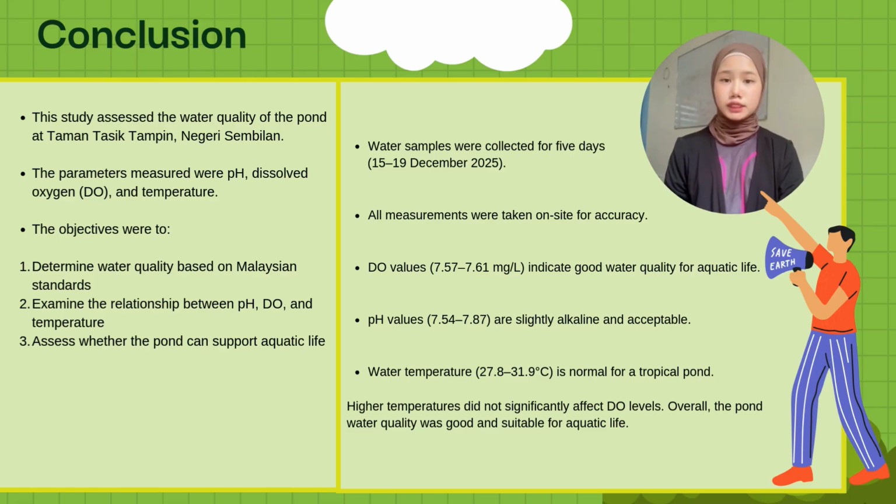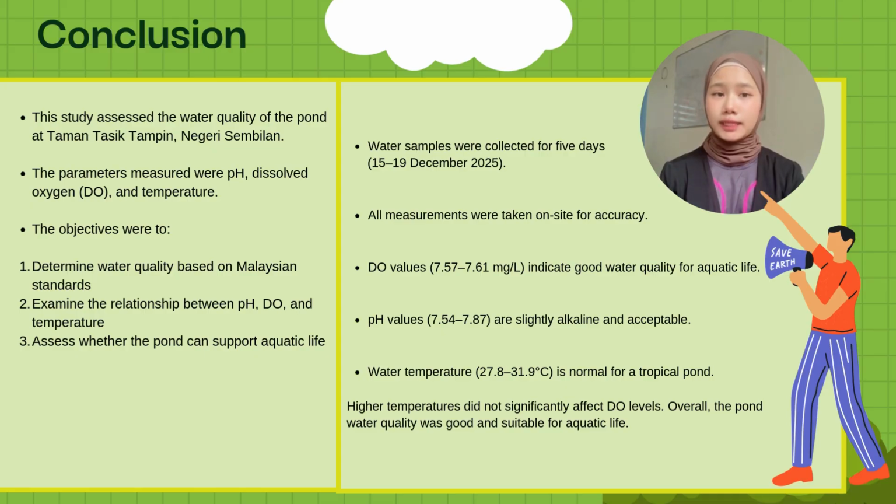Hi, my name is Nur Hazira binti Norizam. I will continue with the conclusion part of this project. This project was to assess the water quality of the pond at Taman Tasik Tampin, Negeri Sembilan. We measured 3 parameters in this project, which are pH, DO, and temperature. The objectives of this study were to determine water quality based on the Malaysian standard, examine the relationship between pH, DO, and temperature, and lastly, assess whether the pond can support aquatic life or not.